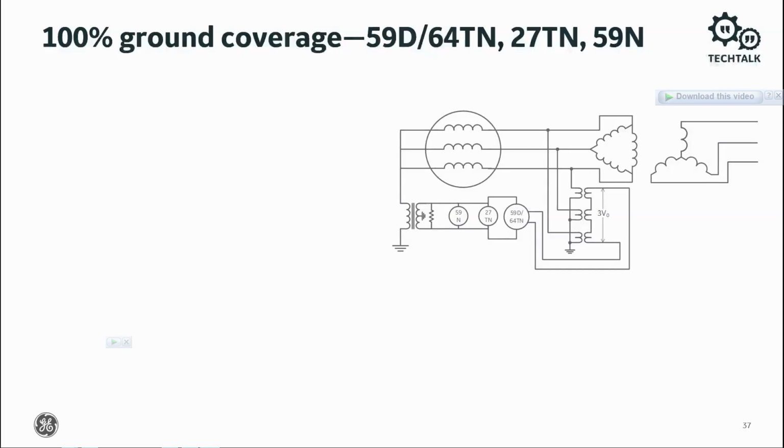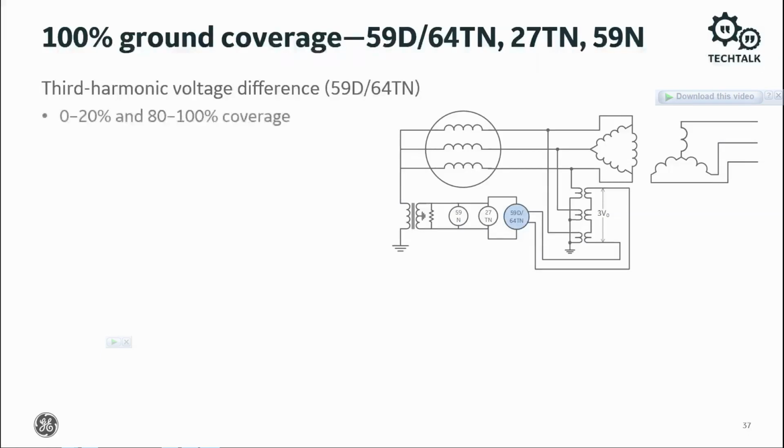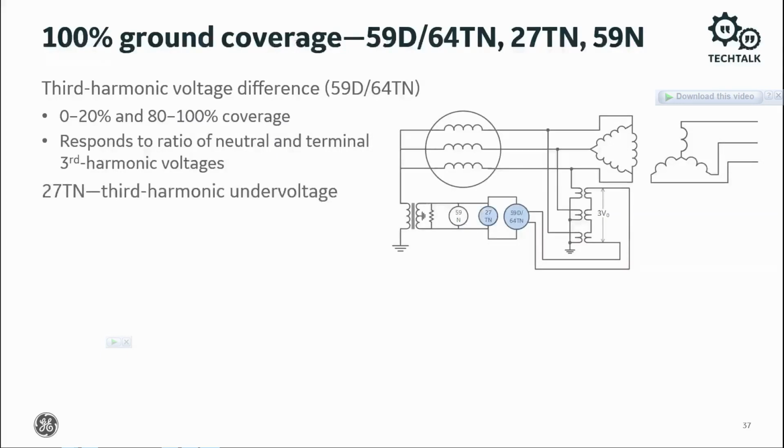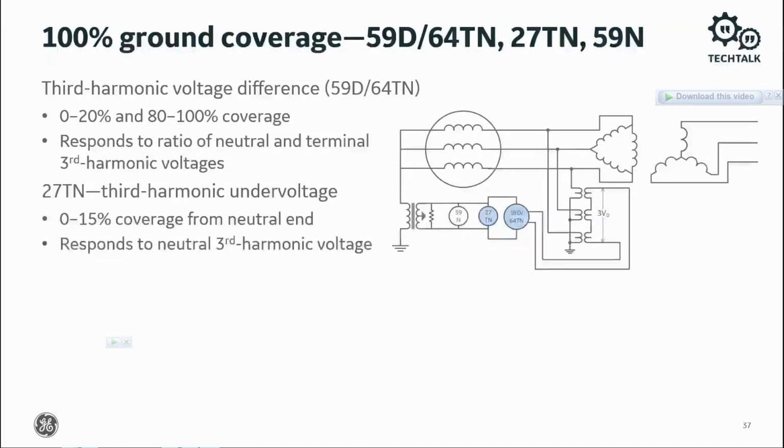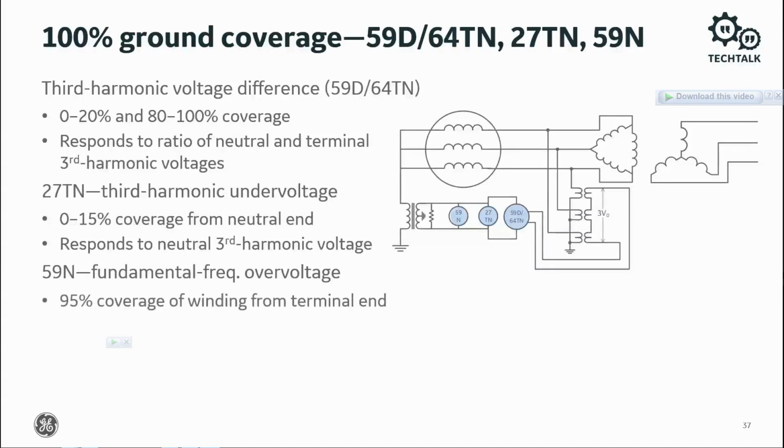Ground fault protection is from third harmonic voltage difference, 59D64TN. It covers 0 to 20% and 80 to 100% of the stator winding. It responds to the ratio of neutral and terminal third harmonic voltages. There's 27TN, the third harmonic undervoltage, which covers 0 to 15% from the neutral end, and it responds to neutral third harmonic voltage. And 59N, the fundamental frequency overvoltage, which gives 95% coverage of the stator winding from the terminal end at the fundamental frequency of 50 Hz or 60 Hz.